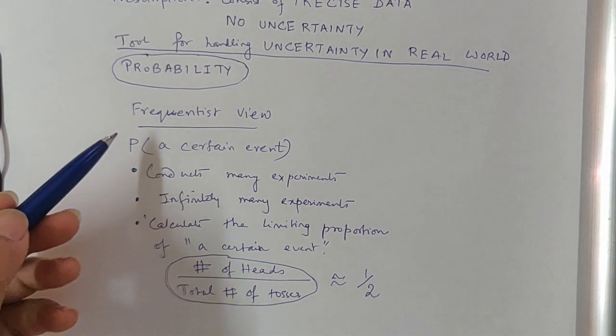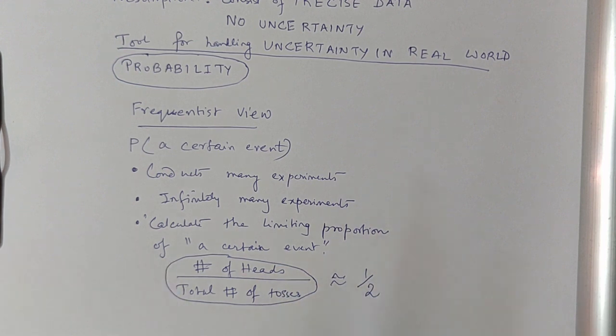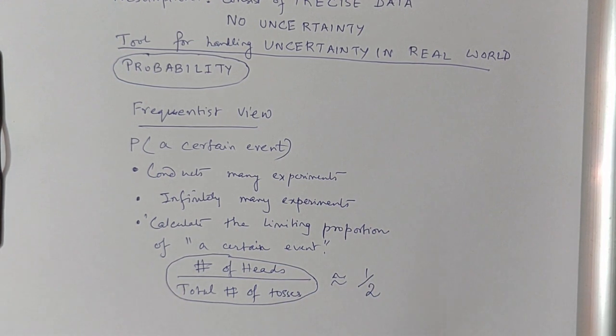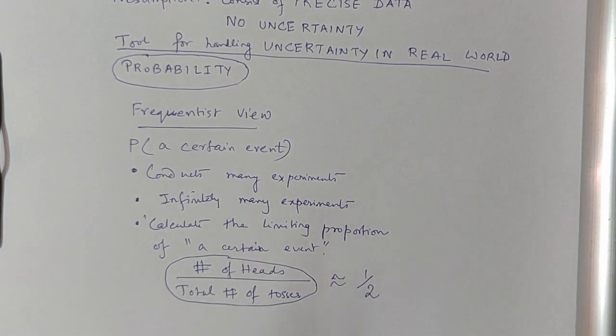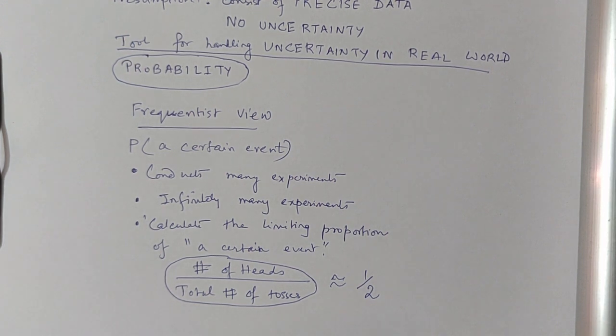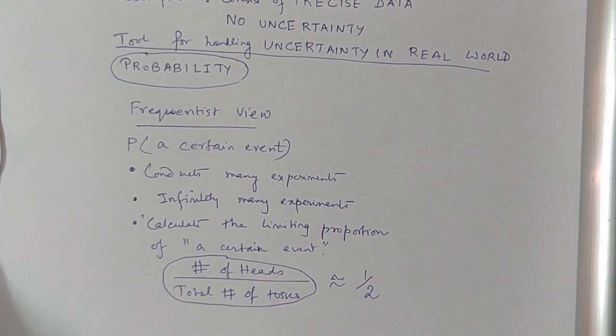What we actually mean by this is that we conduct the experiment many times, almost up to the infinite level, and while we are recording those outcomes, we calculate the limiting proportion. Limit means when you are tending to infinity. You cannot do infinite experiments. When you are tending to infinity, what is the relative proportion of the event you are interested in with respect to the total number of experiments that you have done. This is the frequentist view of probability.